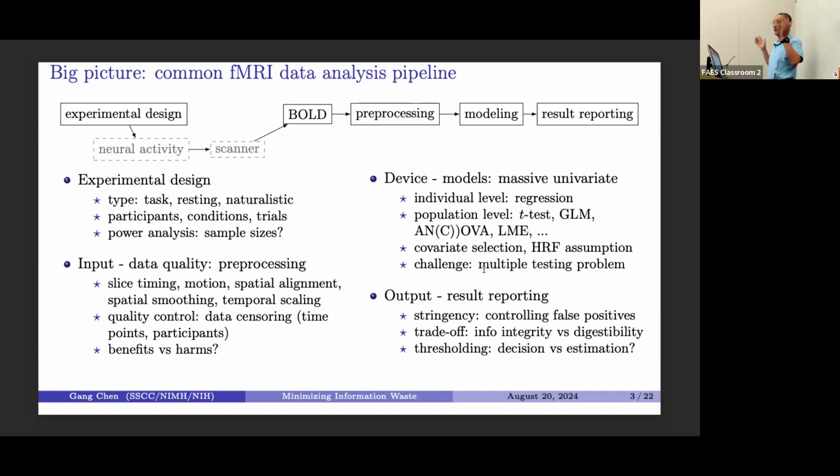And you may say, even if the data is just pure noise, by chance you would get significant results. So that's a big problem for data analysis.